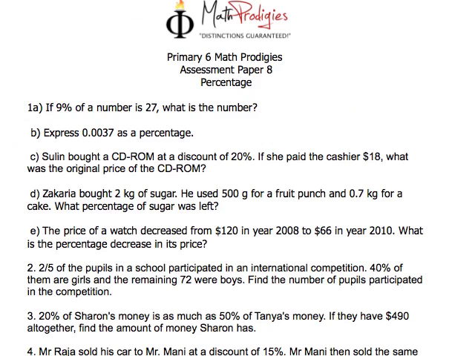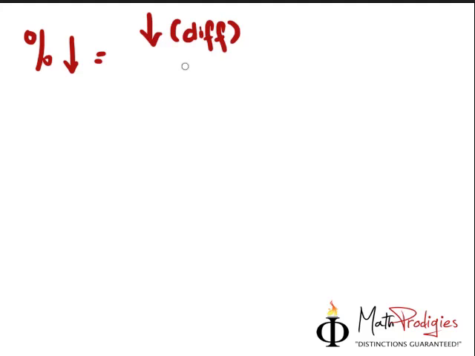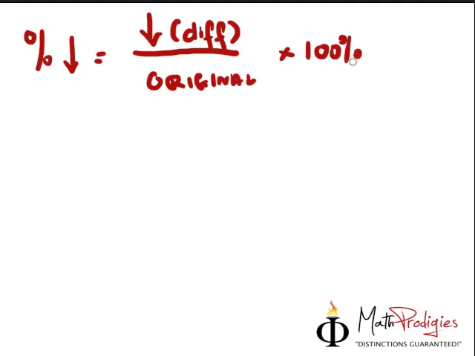Part E says the price of a watch decreased, which is went down, from $120 in year 2008 to $66 in year 2010. What is the percentage decrease? Now, this is very important. Percentage decrease, if you remember, is basically the decrease or the difference, I'm going to write this for you, over the original price times 100%.